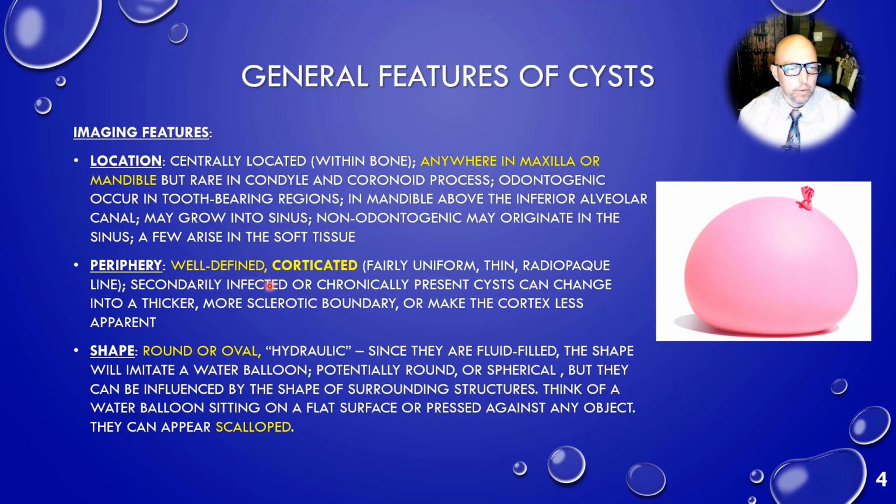The periphery is typically going to be well-defined and corticated. Round, oval, or we'll call this water balloon shape hydraulic. In some cases, they can appear scalloped, especially against the roots of mandibular teeth. And we'll talk about 2 specific cysts in this lecture that tend to cause that scalloping appearance.